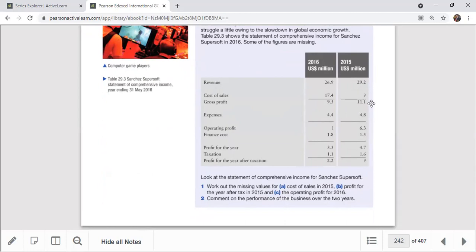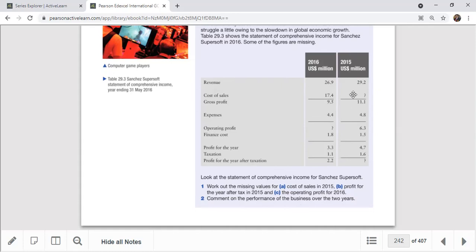You can easily fill in the blank questions here, but normally go through the format and familiarize yourself with it, right? In this case, they have revenue, cost of sale, gross profit, expenses, operating profit, financial cost, profit for the year, taxation and profit. These are basics only, just a basic rough idea. In future, when you're doing actual financial statements, you can learn so many things. At this level, you are going to understand the basic interpretation, the basic financial statement only, right? So you can work out the missing values of the cost of sale, profit for the year, and the operating profit. Comment on the performance of the business over the 2 years.